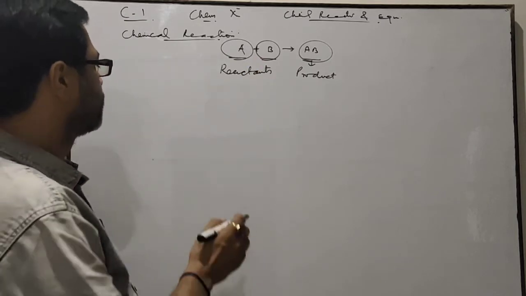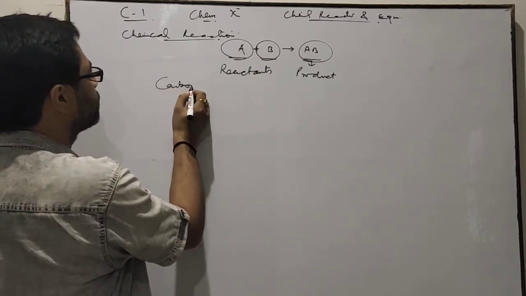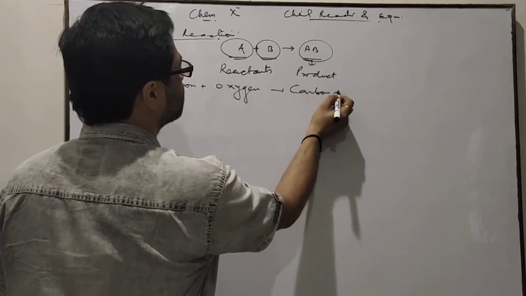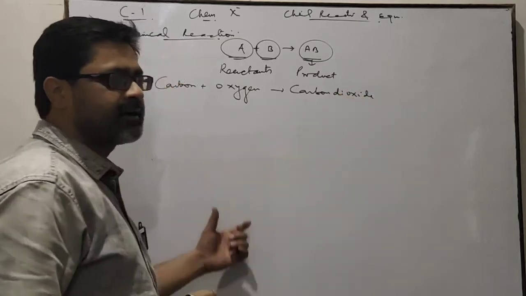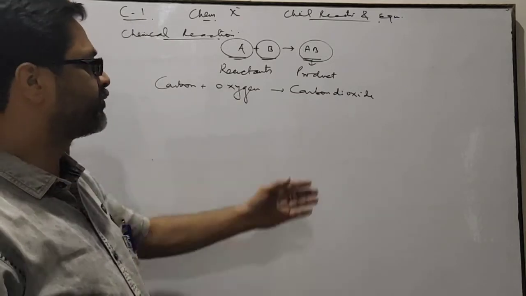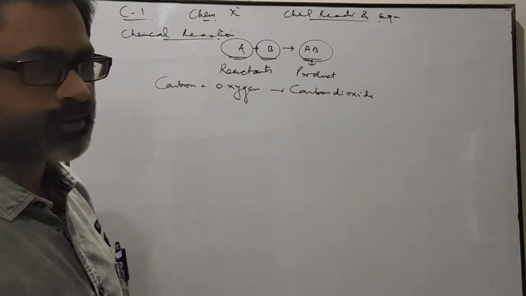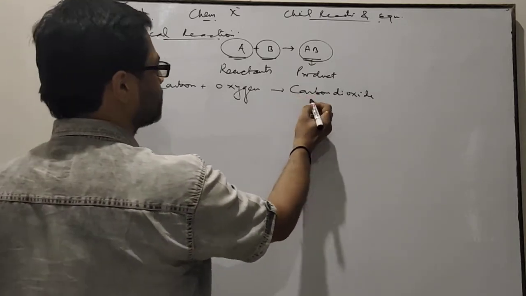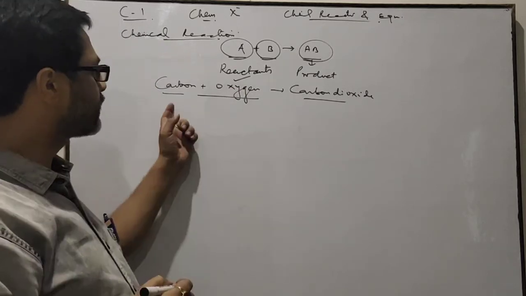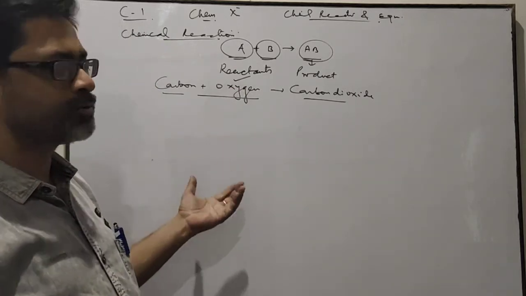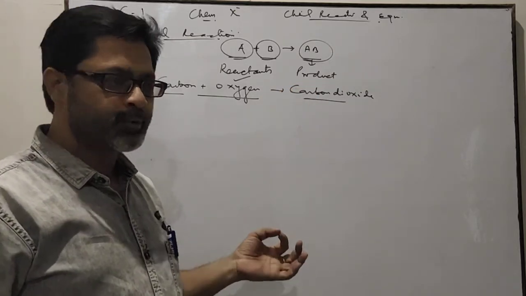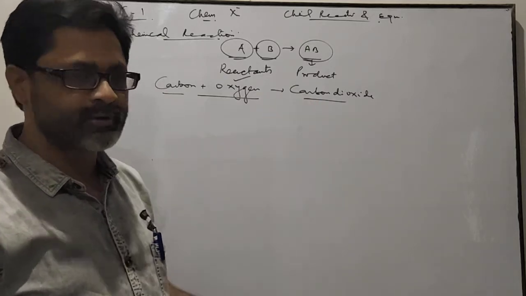Those compounds which react together are called reactants and the compound formed is called product. This is chemical reaction. Take one example like carbon and oxygen react together to form carbon dioxide. This is a type of chemical reaction in which carbon and oxygen react together to form a new product, carbon dioxide. This carbon dioxide is product and carbon and oxygen are the reactants. Reactants may be two or more than two, or it may be one, single also. But the products are also one, two or more than two.